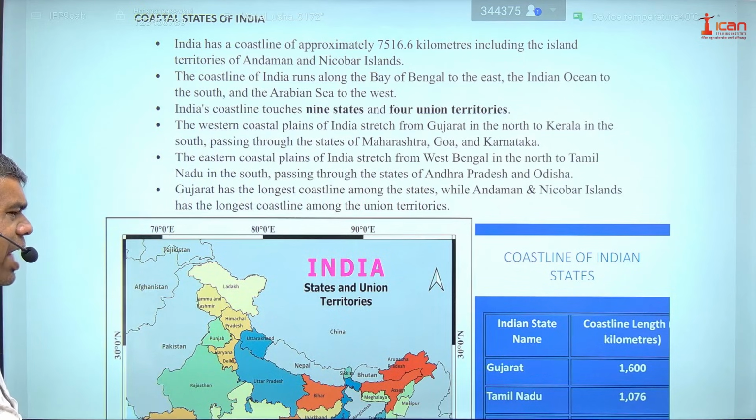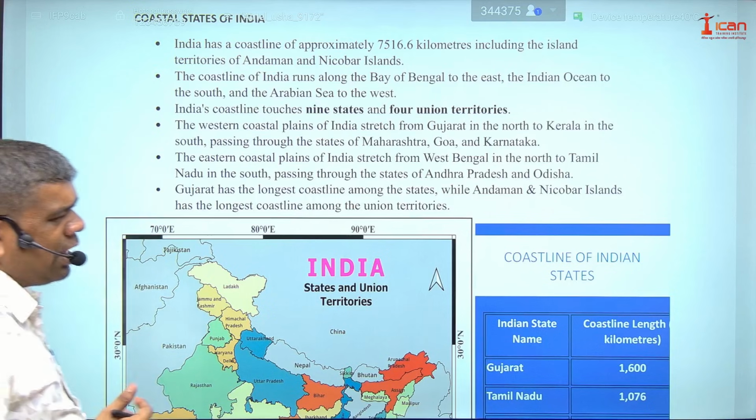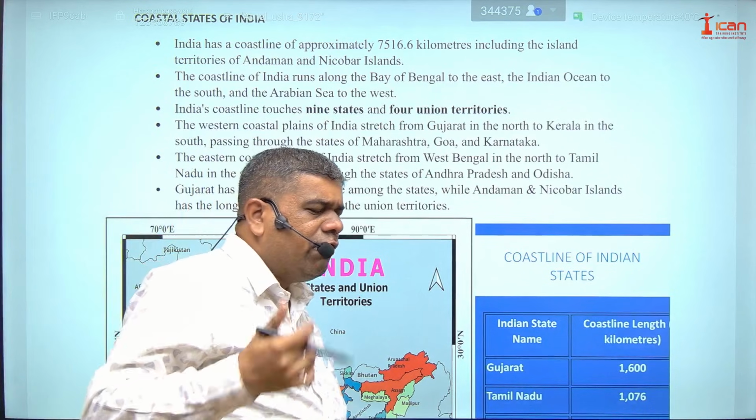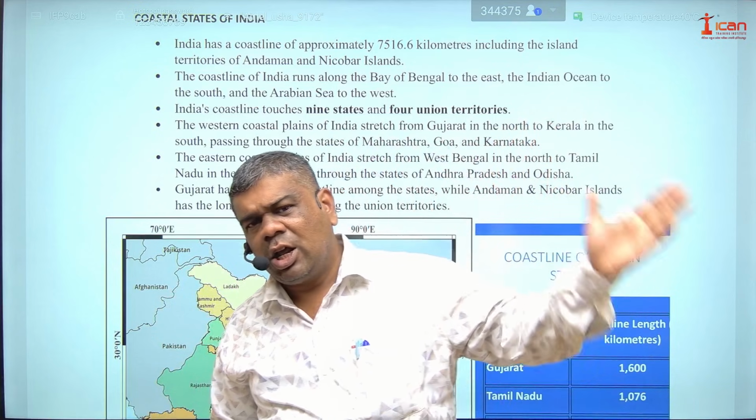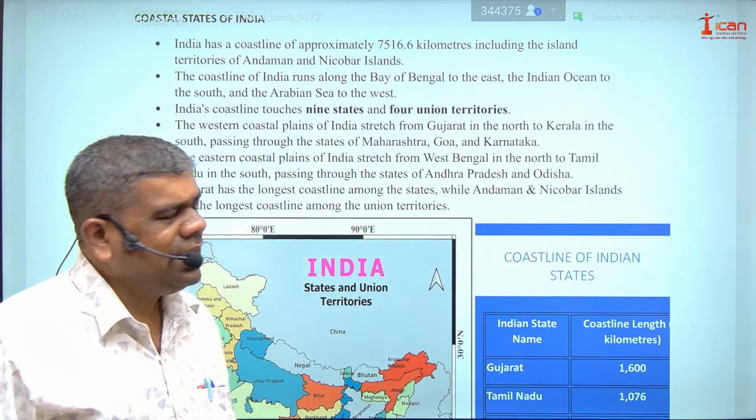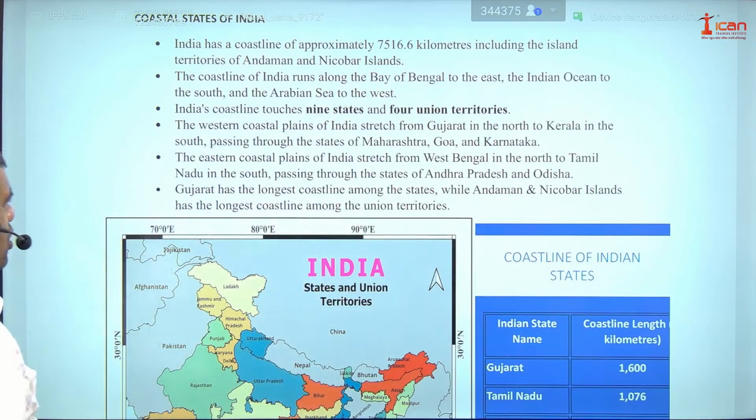And India as a country will also have a big coastline, because apart from the peninsular structure, we have what we call islands. We have a group of islands. We have Lakshadweep in the west and Andaman Nicobar in the east. So all these are a part of India.